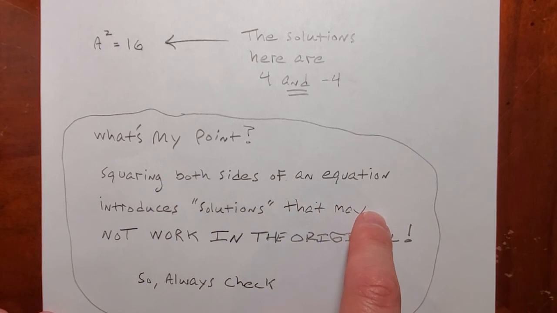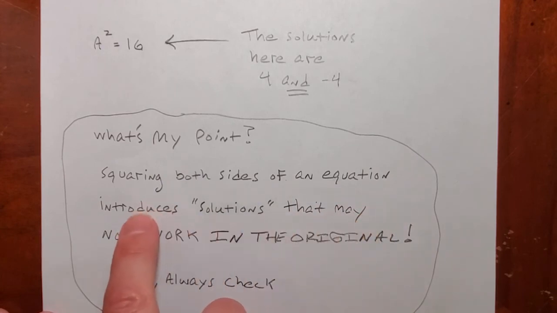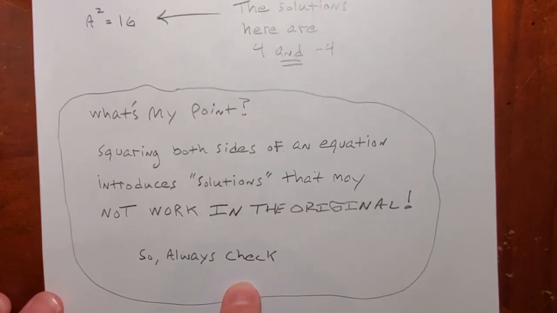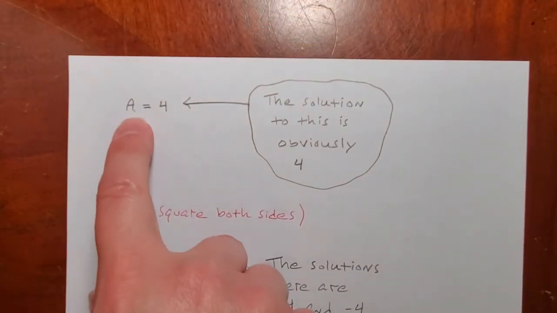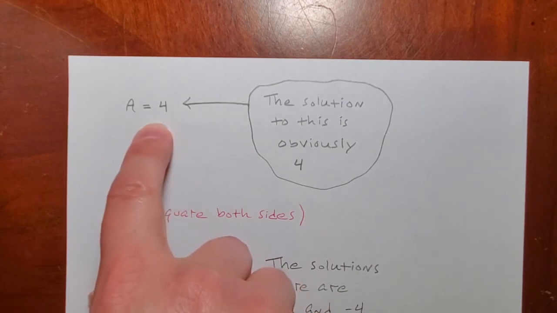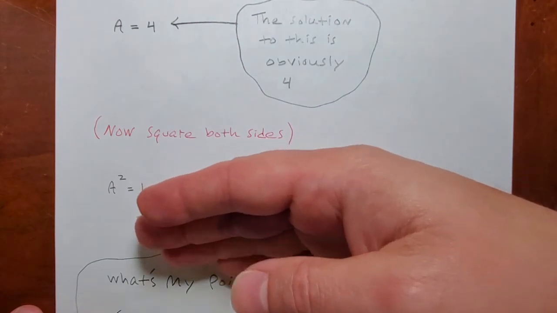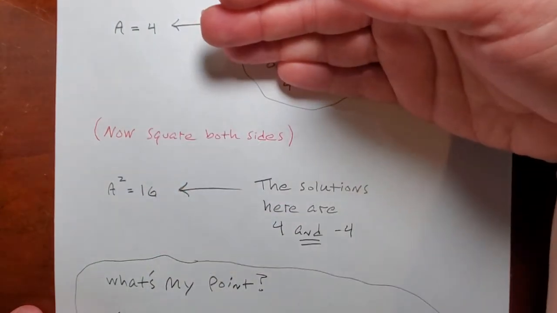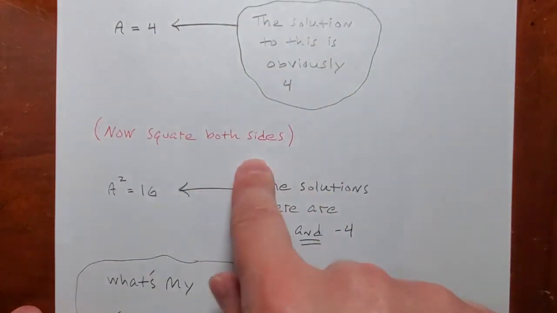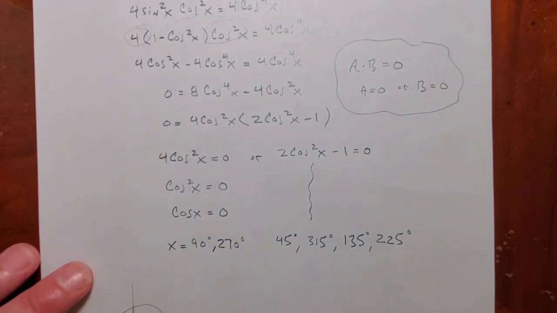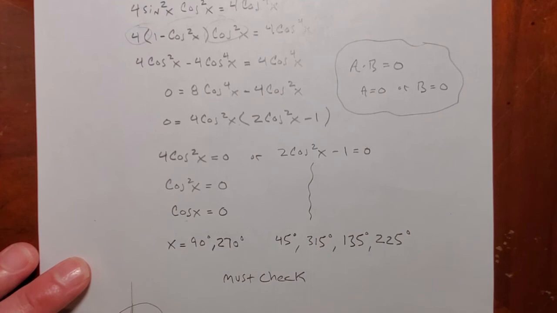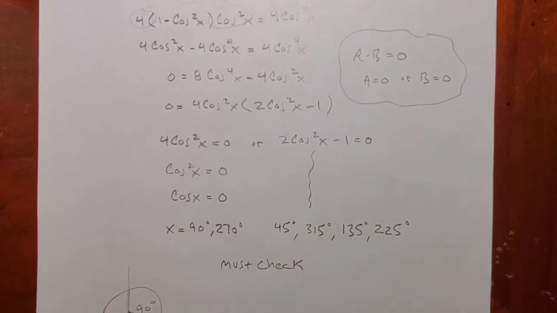If you square both sides of an equation, you will introduce solutions that may not work in the original. So you always check. Your goal is to solve the original equation. If you get your answers out of this one like that's down there, those answers are supposed to work up here. If you square both sides, that may not happen. So you absolutely must check. Okay? All right. So even if I did everything right, I have to check and make sure.